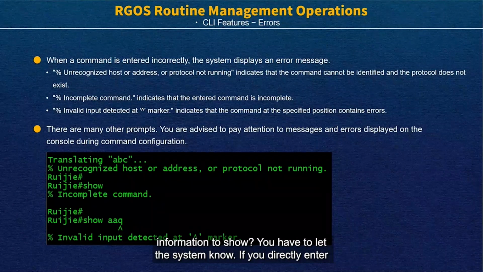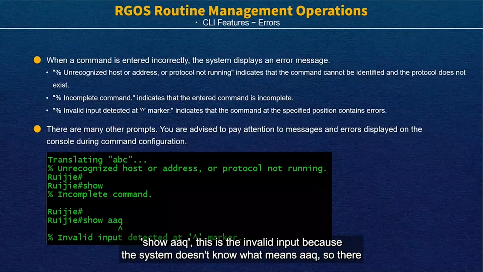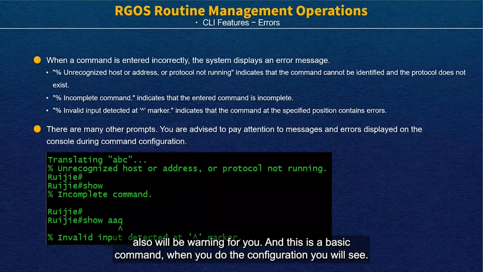Show what? The information you want to get, you have to let the system know. Or maybe you will directly type show AAQ. This is an invalid input because the system also doesn't know what AAQ means. So this also will give you a warning. And these are the basic commands. When you do the configuration, you will see them.